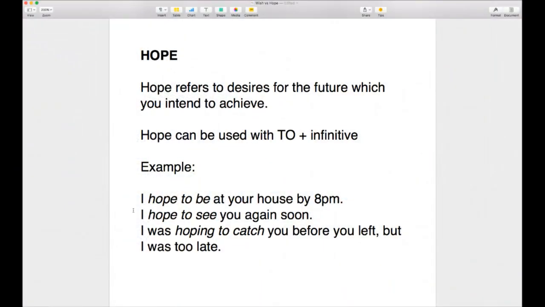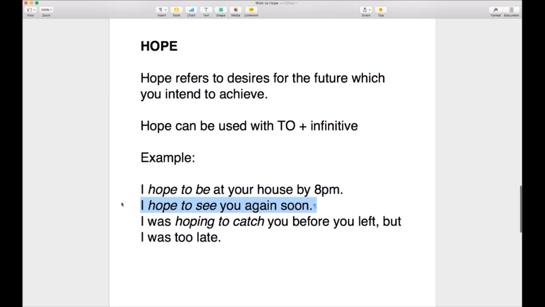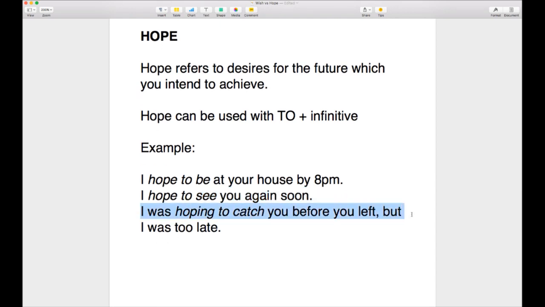Okay? The next one I've put is I hope to see you again soon. It's quite easy. And I was hoping to catch you before you left, but I was too late. So to catch you means to get your attention, to bump into you and talk to you perhaps before you leave. I was hoping to catch you, to have your attention for a moment.